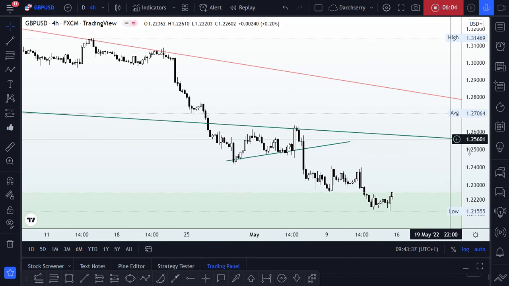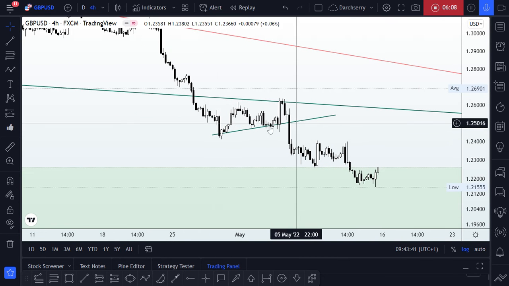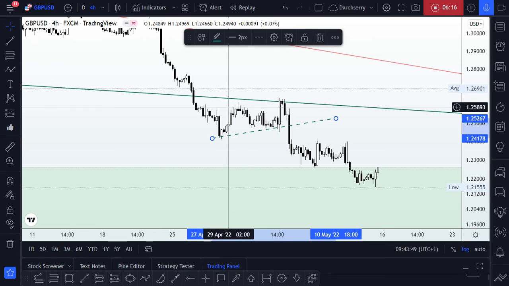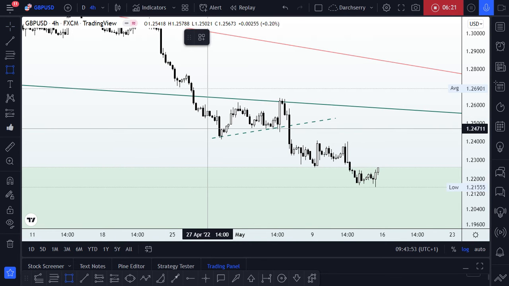So the first thing I noticed was that before the significant breakdown of this bullish trend line, this temporary bullish trend line, let me give it a dotted line instead. Okay, we had a demand zone around this area.